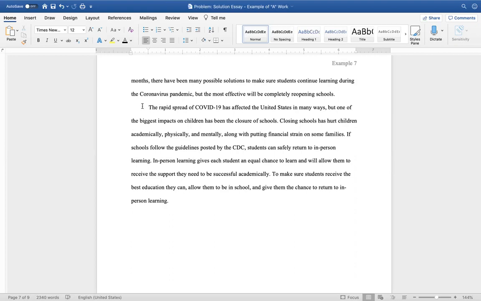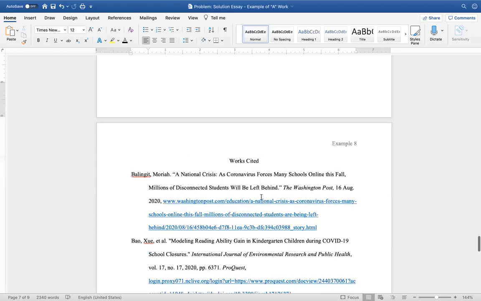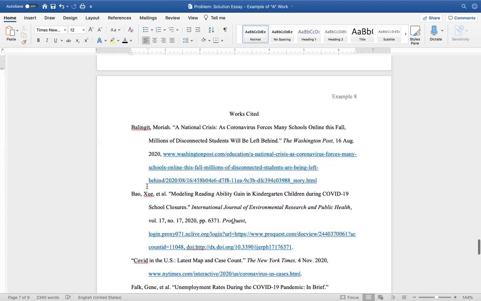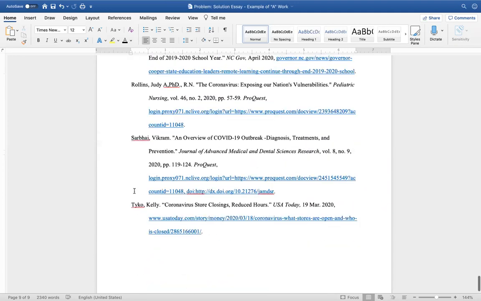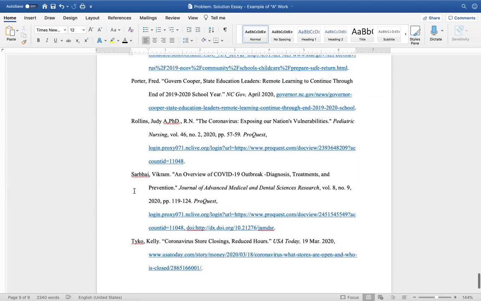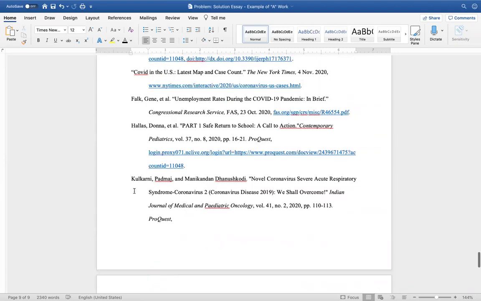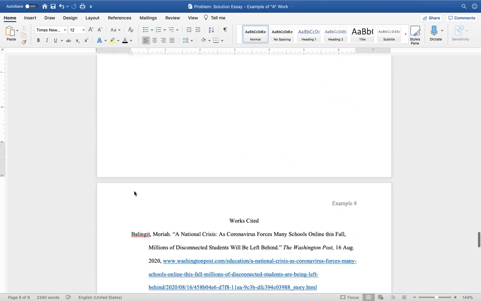Again, we see that the student in the conclusion gave the highlights of the essay, restated the thesis statement, and then gave a call to action. She literally said, allow them to be in school. And then we have a works cited page that's properly formatted in MLA, alphabetized with hanging indentions. And the student used more than 6 sources, which is completely fine, but at least 4 of those were peer reviewed. And I actually think even more of hers were peer reviewed.